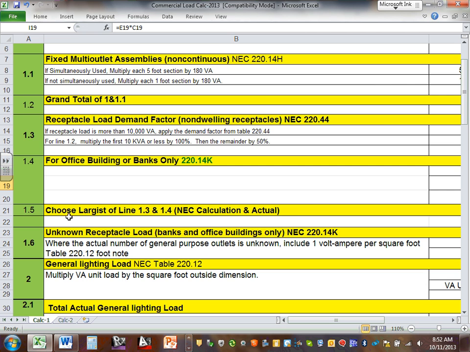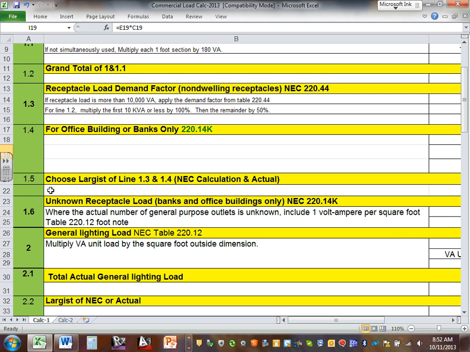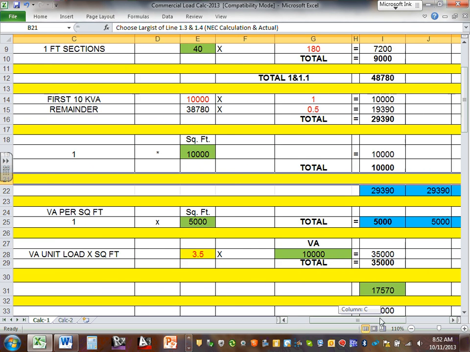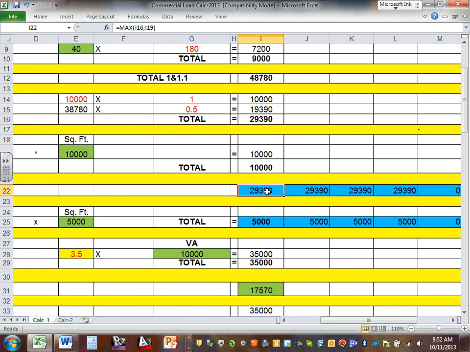Then the last step for this is you need to choose 1.5. Choose the largest of line 1.3 and 1.4, the actual versus the calculated. So you are to use the largest between the actual and the calculated. If you look at how this math is, you're going to pick the largest of the 10,000 or the actual receptacles after you demand them. Any comments, any questions, guys, about the receptacles?